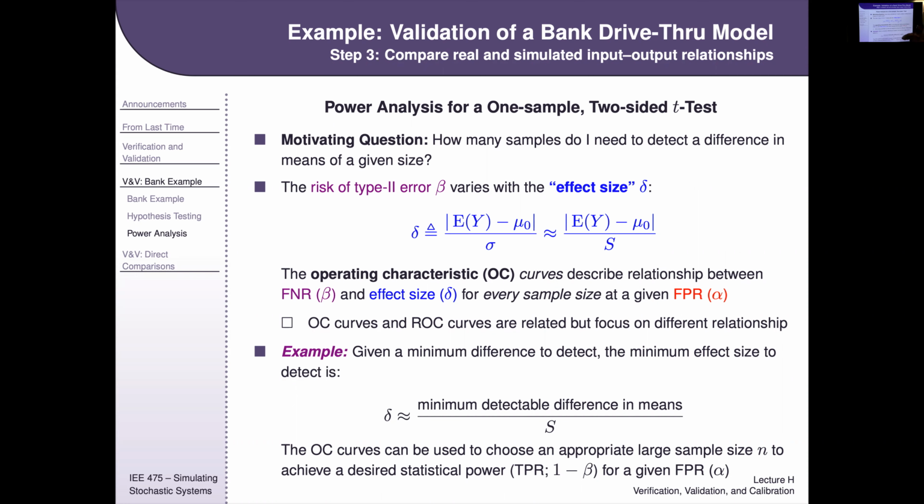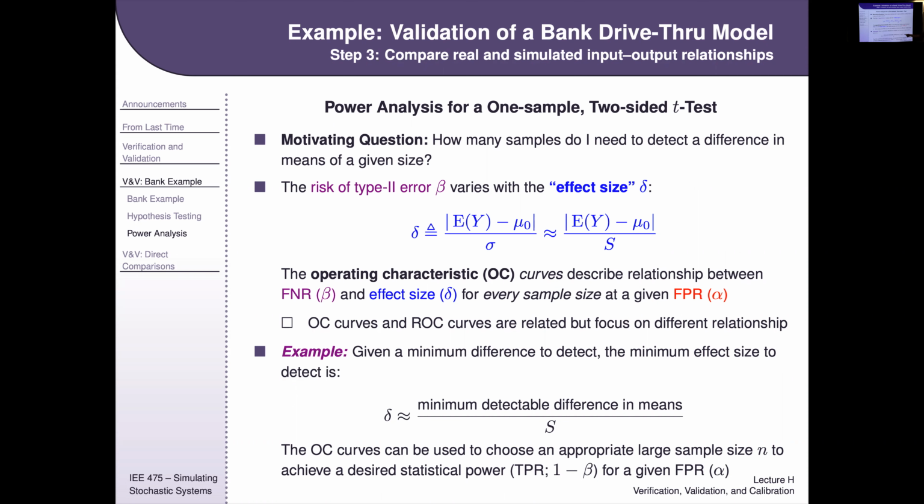So if you want to say, I want to be able to detect differences that are this big or larger, any differences less than this I don't care about. The differences bigger than this I do care about. That difference that you want to detect, you divide it by the standard deviation, the amount of variation in the system, and that gives you the so-called effect size. And I can then look back in the operating characteristic curves in the book, and from there figure out how many samples I need for a given statistical power.